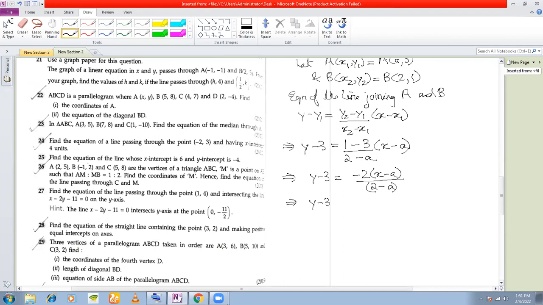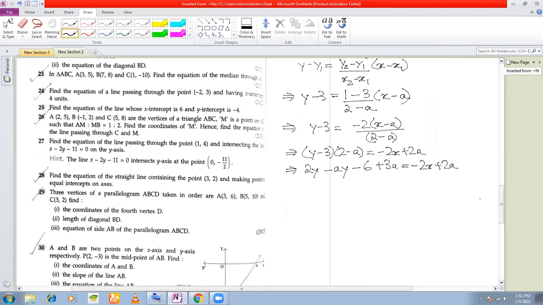Now you can cross multiply. y minus 3 into 2 minus A is equal to minus 2x plus 2A. Now on the left hand side you multiply. So you get 2y minus Ay minus 6 plus 3A is equal to minus 2x plus 2A, right? Now you make one side equal to 0. Let's take 2x this side and 2A this side. So you get 2x plus 2y minus Ay minus 6 plus 3A minus 2A equal to 0. Okay, so you get here 2x plus, if you take y common, 2 minus A into y, and you get minus 6 plus A equal to 0.